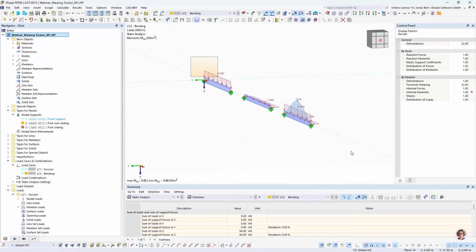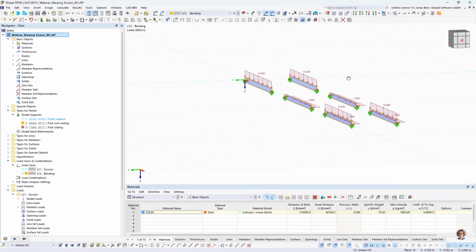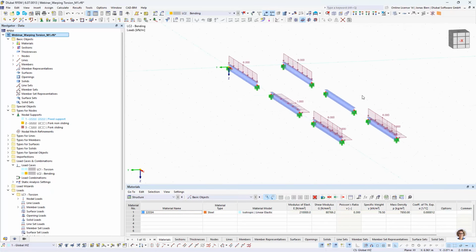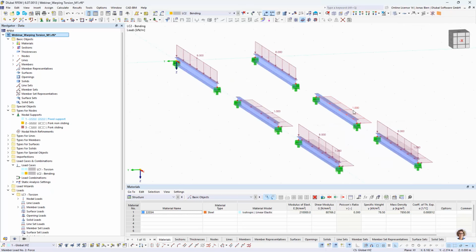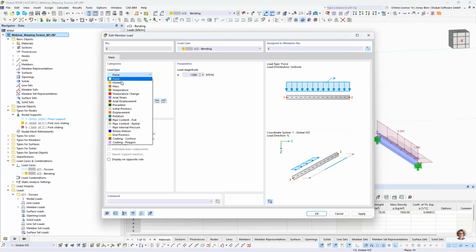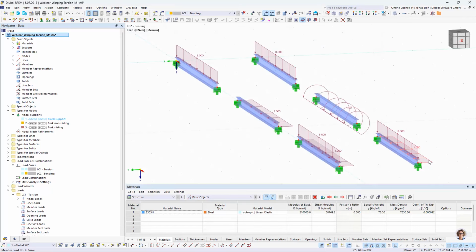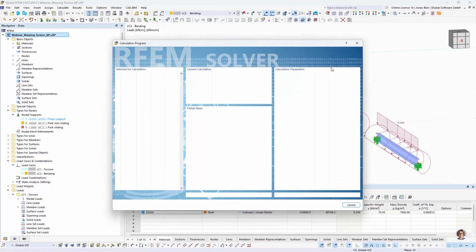Actually, this is true for all cases where you have two different moments. So for example, we can check the same case but just apply bending about the strong axis together with the torsional moment along the beam axis. So let's add in a second case: bending about the strong axis and torsional moment.